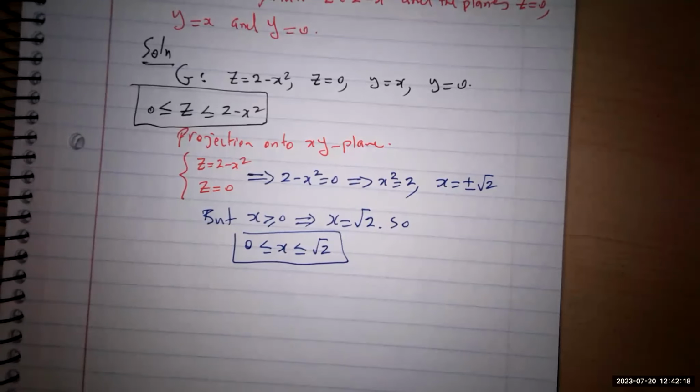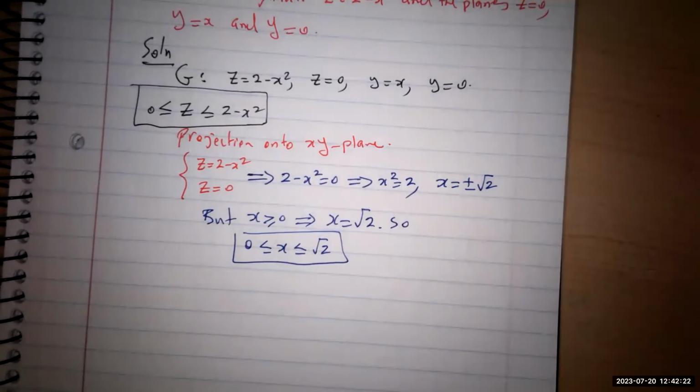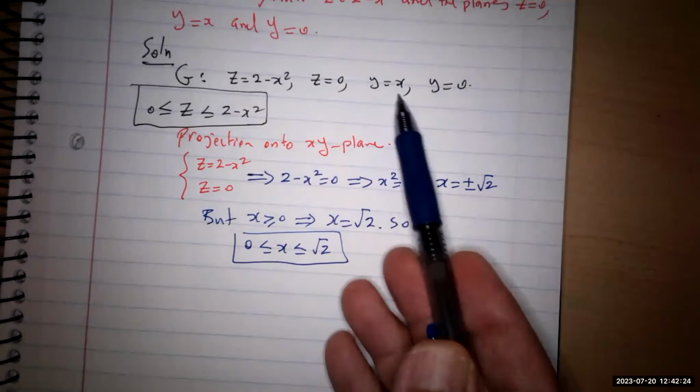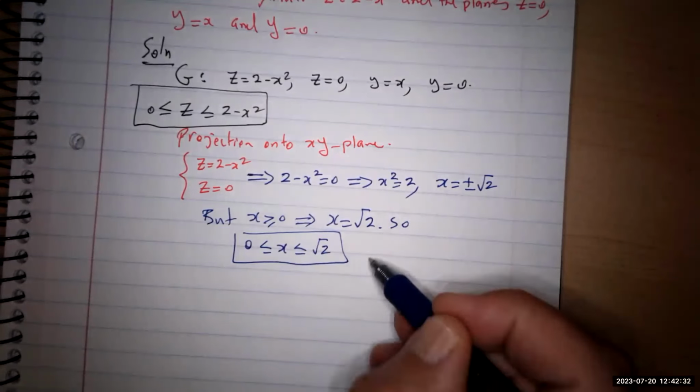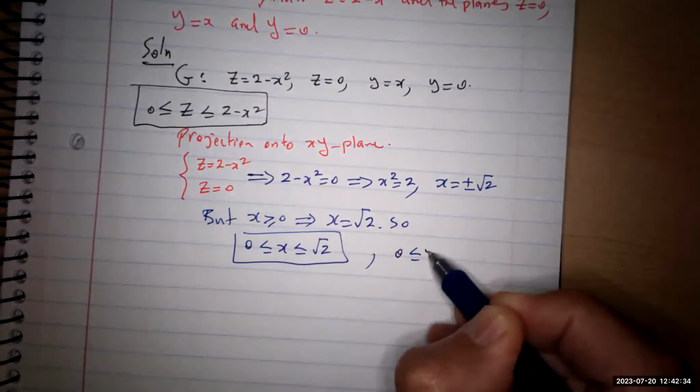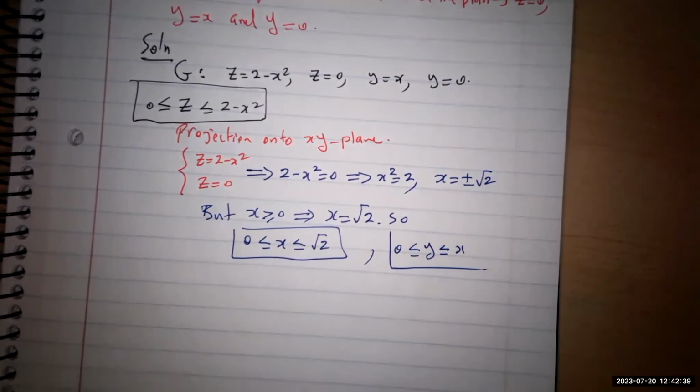Now, the Y is going to be clear because Y is between 0 and Y equal to X. Even if you graph it, you will see it. So the Y is going to be positive and it's going to be less than X. So this is going to be Y. Any question? Even if you graph it, you will see it. So that's it.